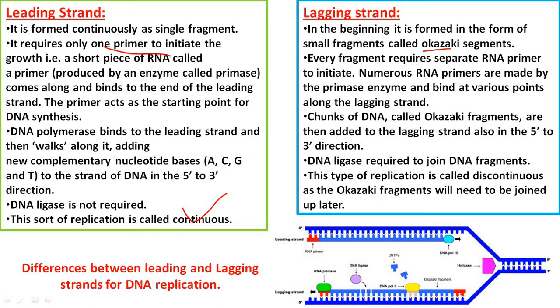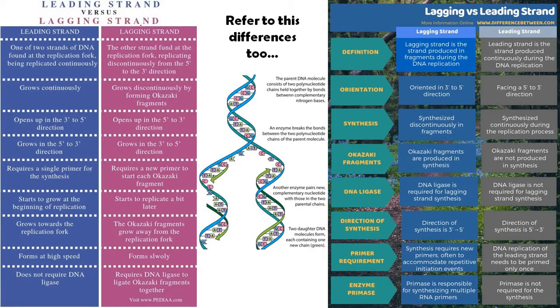Here is a picture provided. You can see this. So, at a glance, the parent DNA molecule consists of two polynucleotide chains held together by the bonds between the complementary nitrogen bases. An enzyme breaks the bond between the two polynucleotide chains of the parent molecule. Another enzyme pairs new complementary nucleotides with those in the two parental chains. Two DNA molecules form, each containing a new chain, the green one.